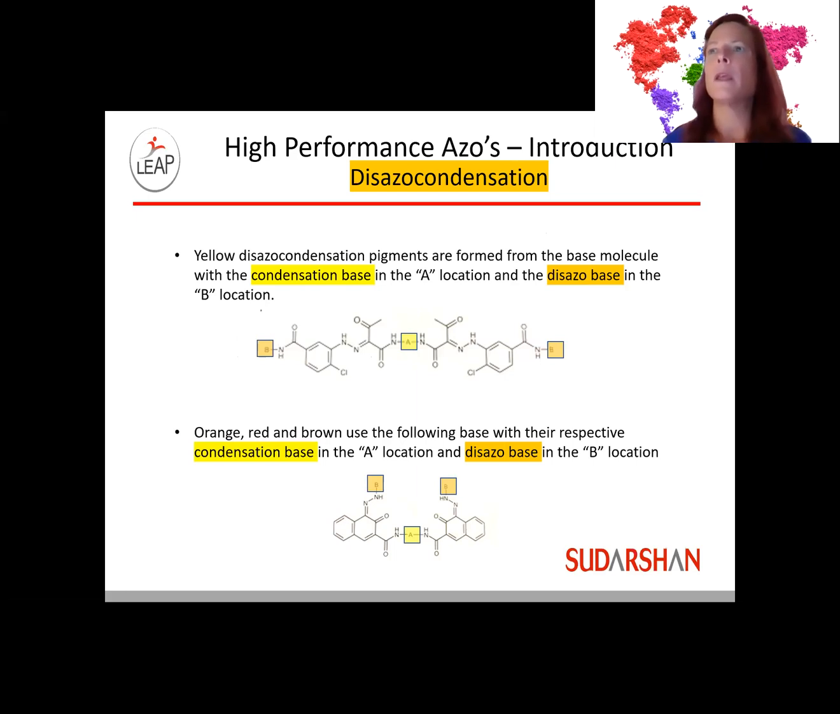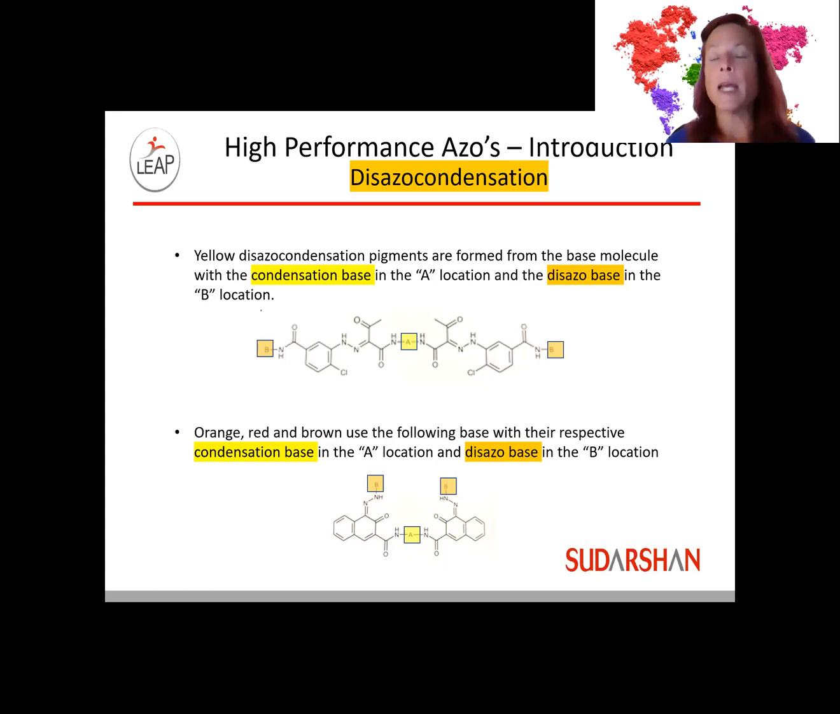As I mentioned, the yellow disazo condensation pigments are formed using this base molecule, and as I mentioned, the center portion of this molecule is the condensation base located in the A position in the center, and then the disazo bases are attached onto the ends in the B location, and so you can see how large these molecules can get depending on what those attachments are.